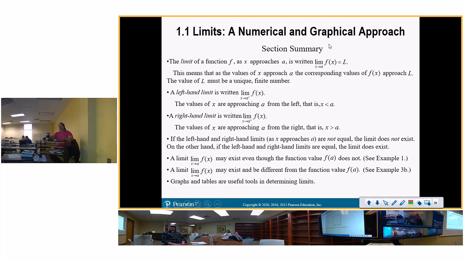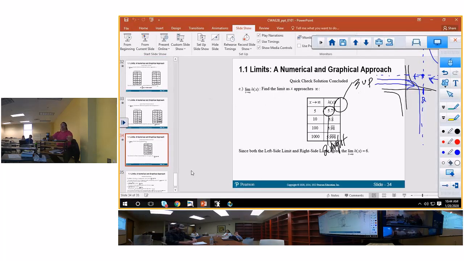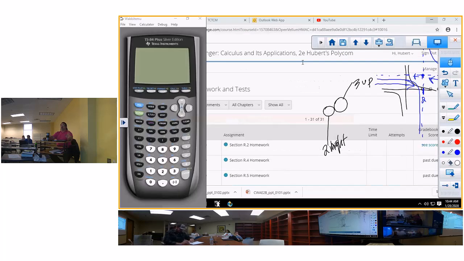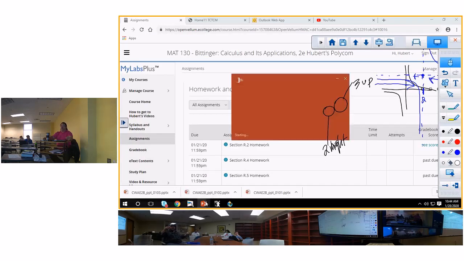So that's it on that section. I'm just going to try to get us through these sections because I don't want you to do any homework yet. I know that's not going to be a problem, is it? I've already finished it.